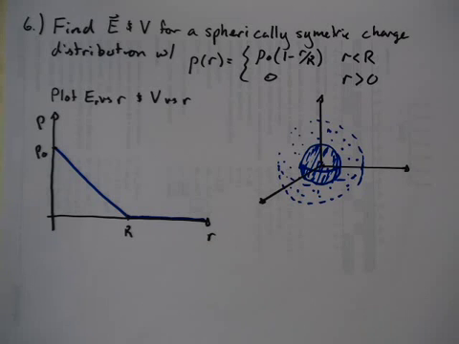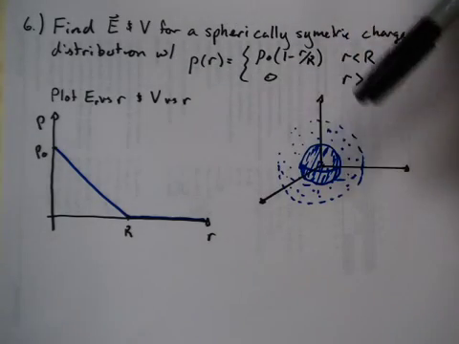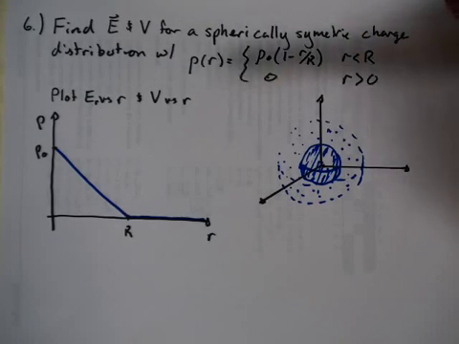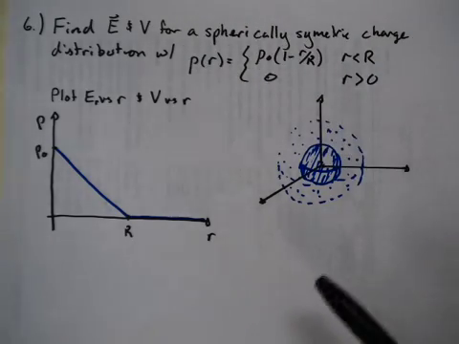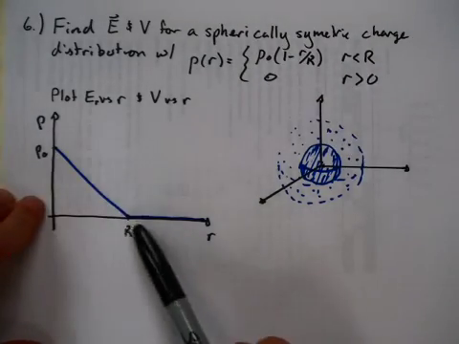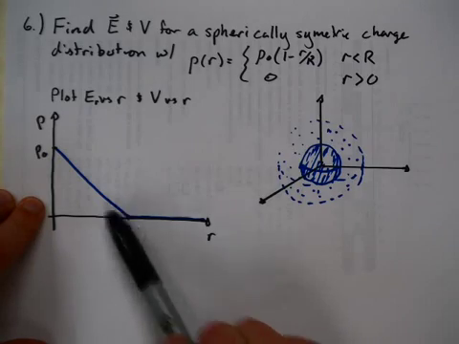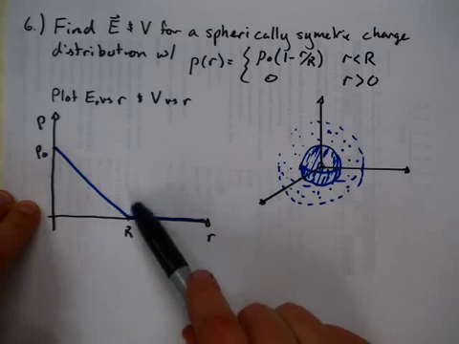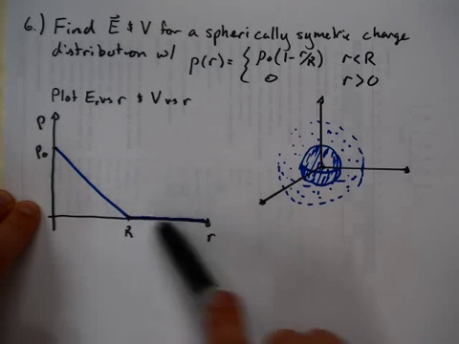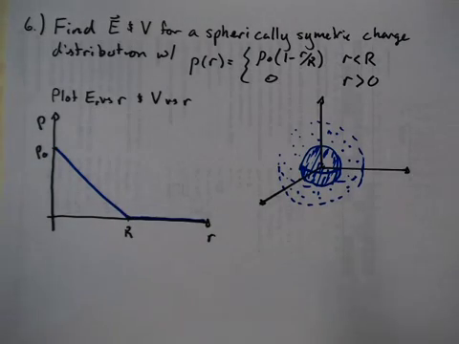Practice exam problem 6. We need to find the electric field and the potential everywhere for a spherically symmetric charge distribution, where the charge is more concentrated in the center and less on the edge, so it becomes more tenuous as you move out. It dies off linearly, and then at capital R it goes to 0 and stays 0 after that. The idea is to find the electric field and the potential everywhere for that system.